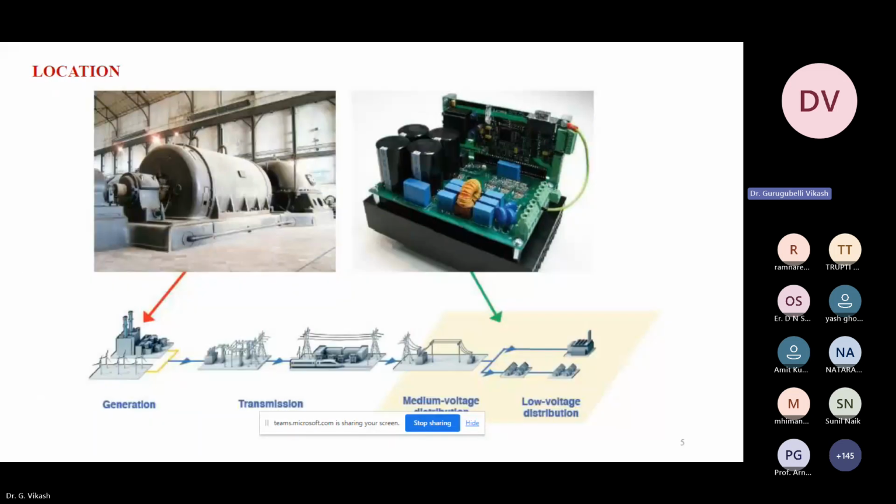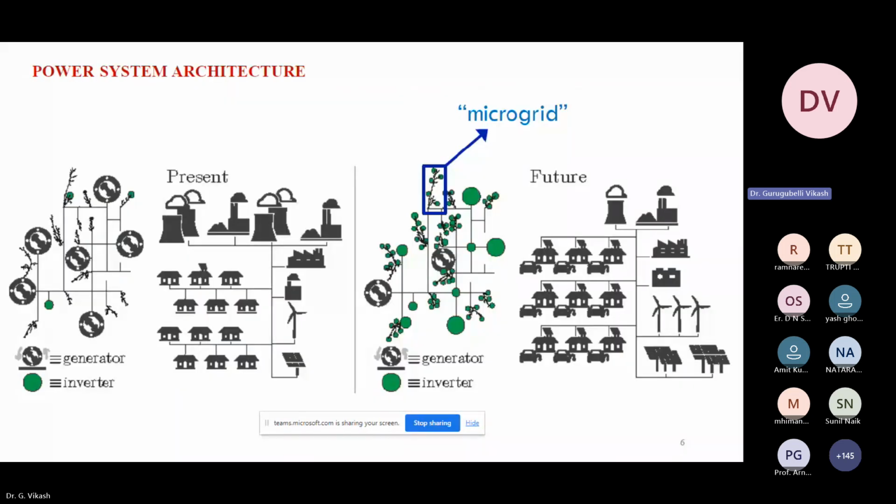And coming to the location, the synchronous generators are very far from the end users. But in case of renewable energy sources, it is medium voltage level or low voltage distribution. So we can avoid the transmission losses by using inverter based power generation. And coming to the power system architecture, the left side one is the present power system architecture, but in future we will meet the excess demand by using renewable energy sources. Here the green color is the inverter based power generation.